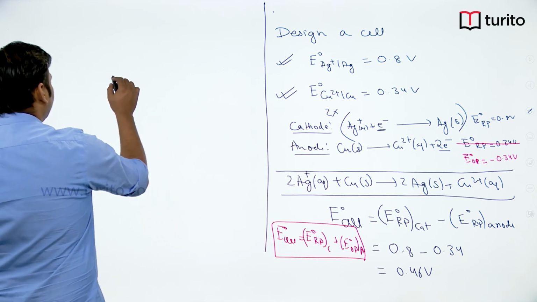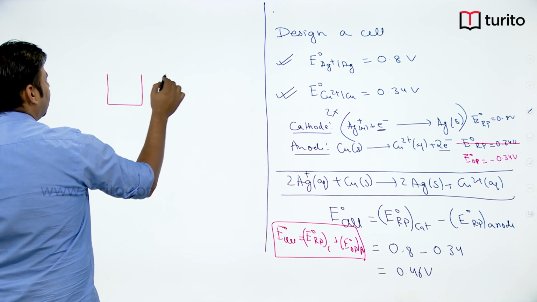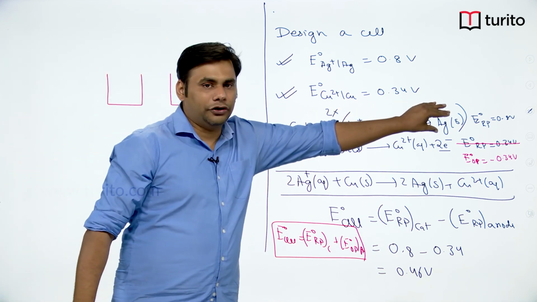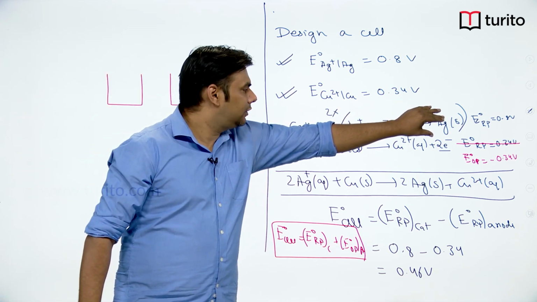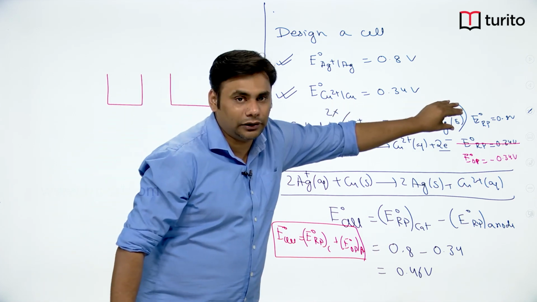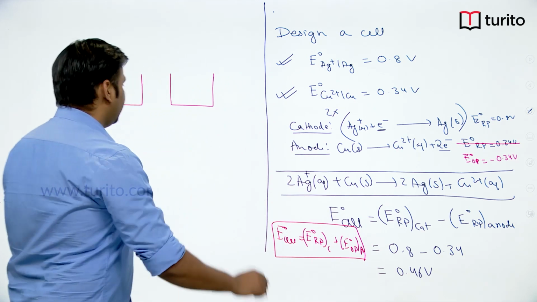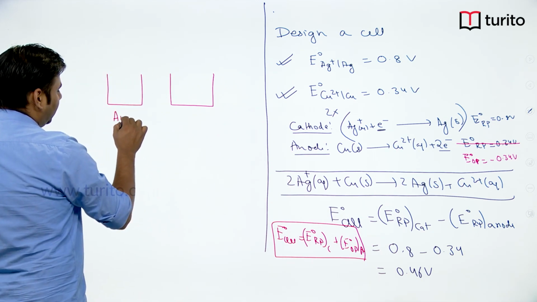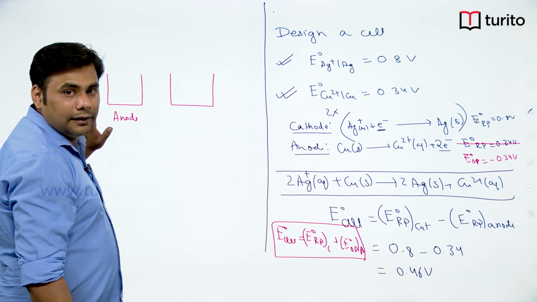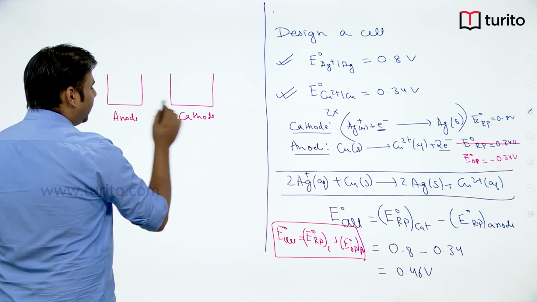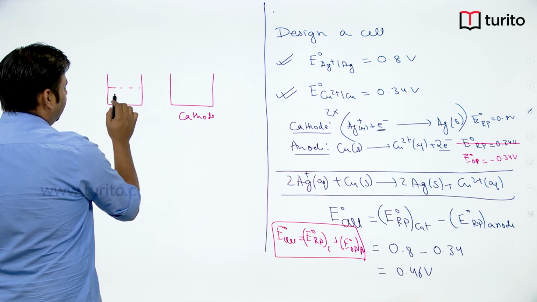So what we have to do over here, we have to take an anode and we have to take a cathode. This is called the reduction half cell or the cathodic half cell. This is called the anodic half cell or the oxidation half cell. We know that the anode has to be on the left hand side and the cathode has to be on the right hand side.